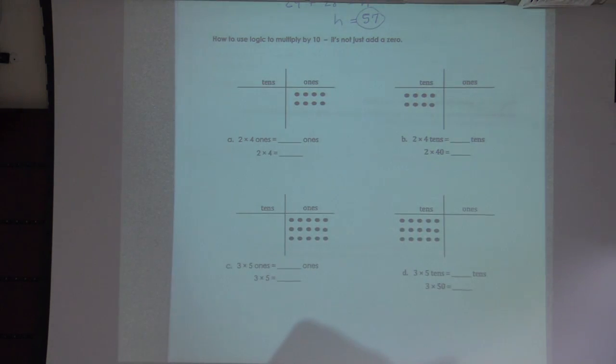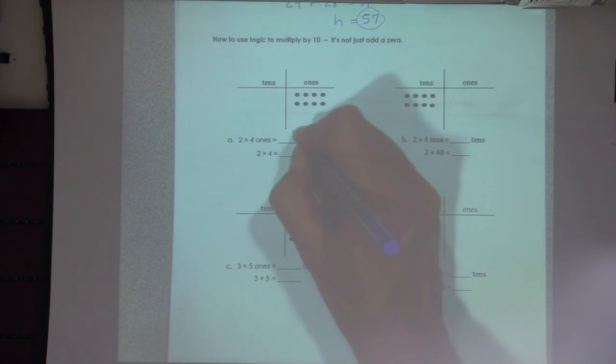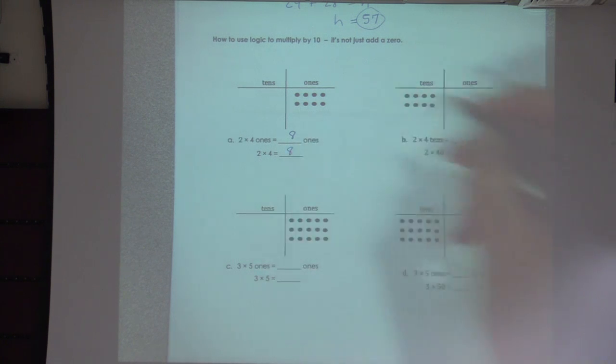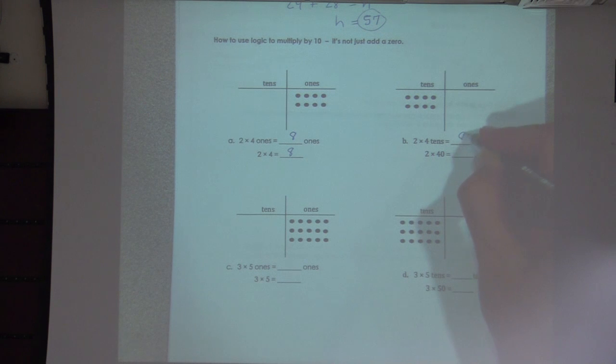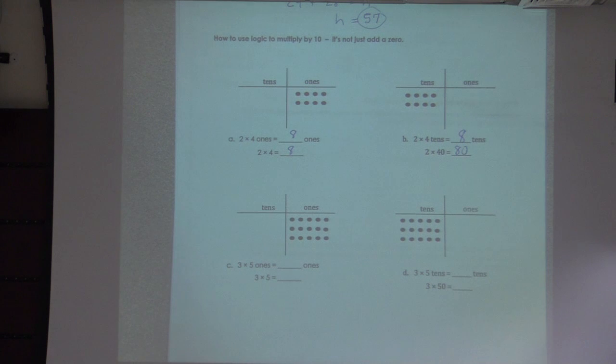I know 2 times 4 ones is 8, so 2 times 4 equals 8. Well, I know that 2 times 4 tens is 8 tens. So 2 times 40, that's an 8, equals 80. So by using the word tens, the 0 disappears. It's not about that, but I can translate it back rather easily. I don't need to count zeros. I don't need to add zeros. I know I'm talking about the place value of the tens.